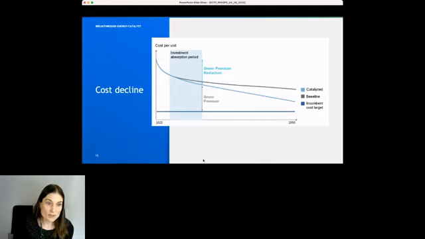This is an example showing what we might see in terms of the expected reduction in cost had there not been that early investment, and then the additional decrease in cost that we would expect to see with that early investment.